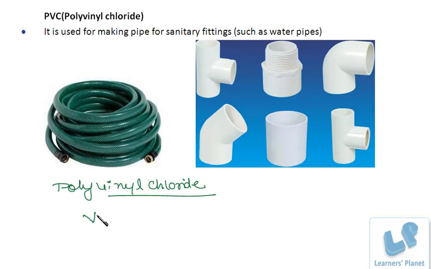The monomer unit here is vinyl chloride. So many vinyl chloride units join or combine in a linear manner and they form what? Polyvinyl chloride. It is used for making pipes or sanitary fittings, such as these are all the sanitary fittings. The pipes, they are all made up of polyvinyl chloride.